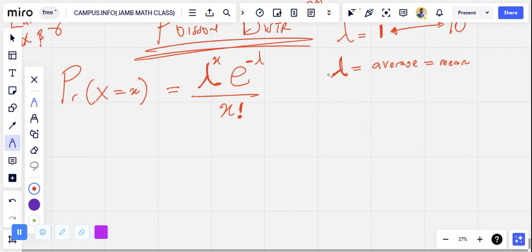So take note. So that's for lambda. For exponential, this e, we don't just call it exponential, we call it Euler's constant.